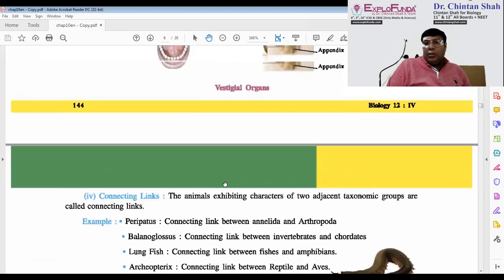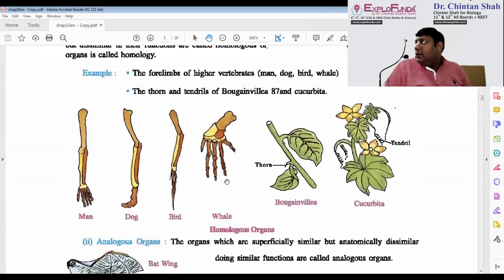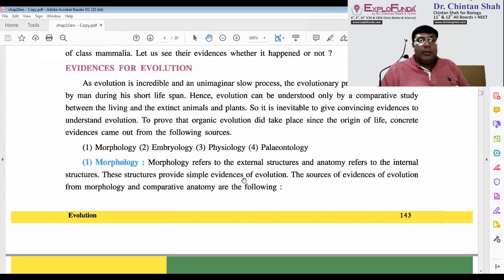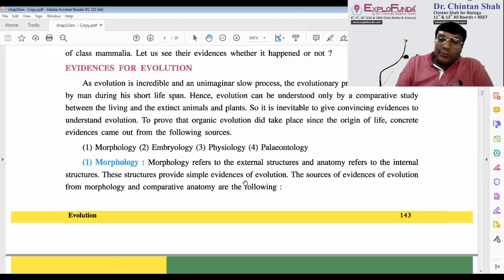So let me go through all the evidences. It's a good one, and you already know about this. Why? Because somewhere in 10th grade we have gone through it. Homologous organs, analogous organs. Have you heard such names? Yes, you know about it. Okay, and that's what I am going to share with you.